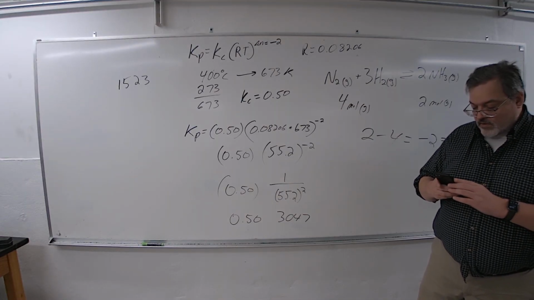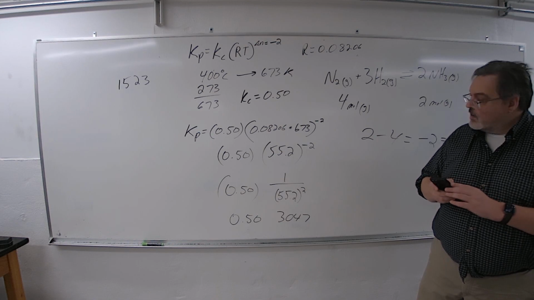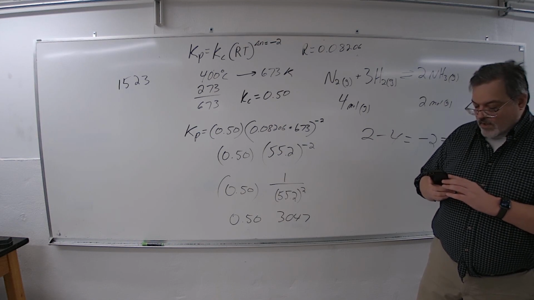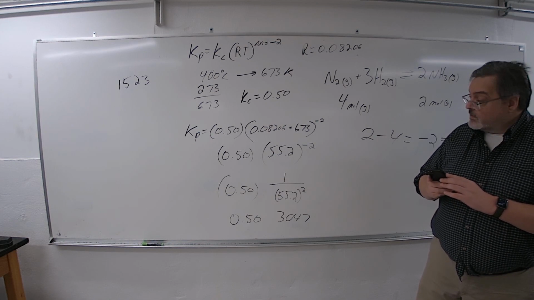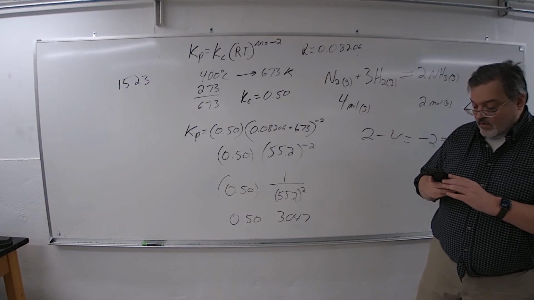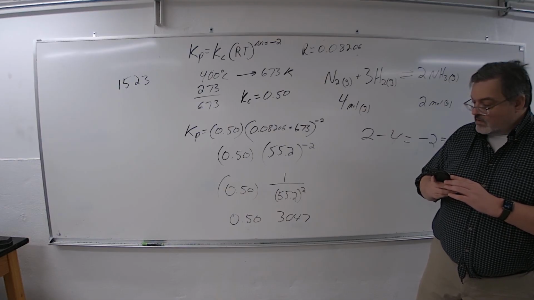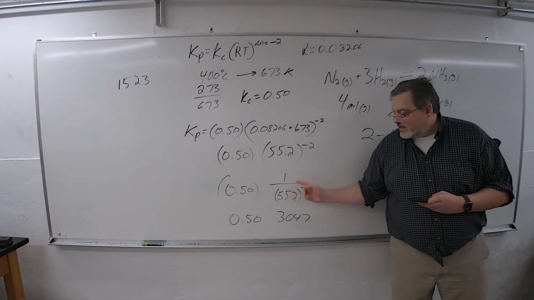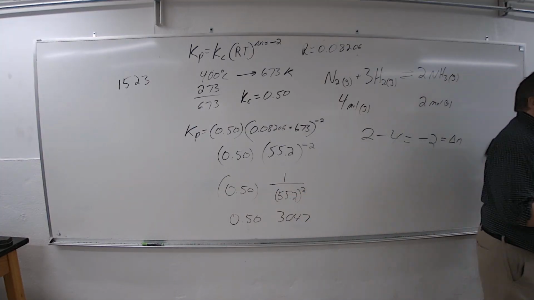Move on, everybody quit looking at it. 0.08206 times 673 equals this. Oh, I didn't divide 1 by this. That's what I didn't do.